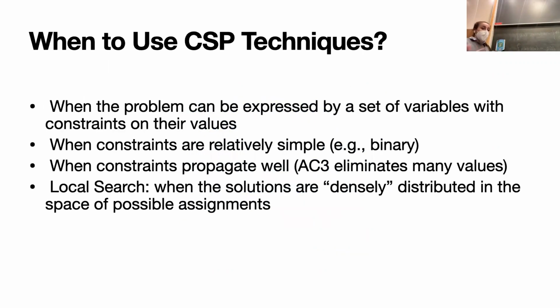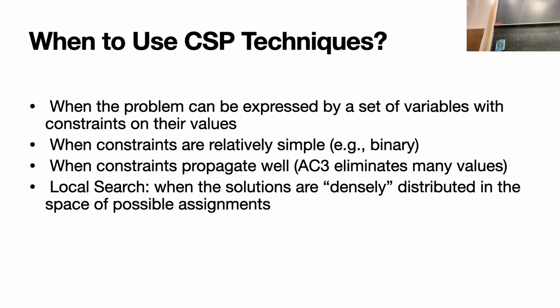So when are you going to use a constraint satisfaction problem technique? This is very important for a couple of different things. Very famously, on the final for this class, CSC 140, you will have a lot of open-ended problems. We will ask you, here's an open-ended problem, what type of technique would you use? And one of the possible solutions may be a constraint satisfaction problem. So when would you use it? When the problem can be expressed as a set of variables with constraints on their values, right? If it's something like an assignment problem, if you have a specific set of constraints, okay?